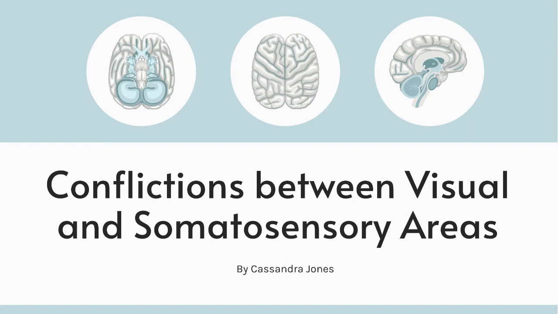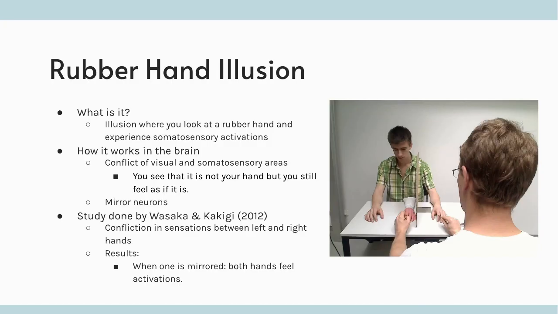Hello, my name is Cassandra Jones, and I'll be talking about conflictions between visual and somatosensory areas. I'll be talking about three different types of illusions that are conflicts, starting off with the rubber hand illusion.